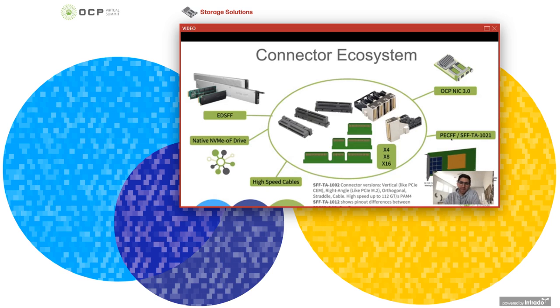And then you can see this PEC-FF, which is really the long-term replacement for a chem card, which has now been donated into SFFTA as 1021, and that has potential options for graphics cards and other higher power devices to also be using this high-speed scalable connector.